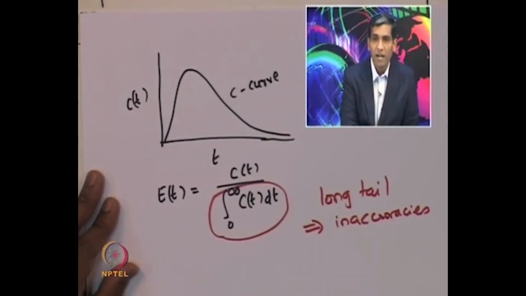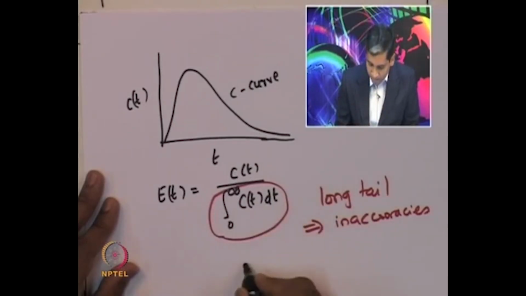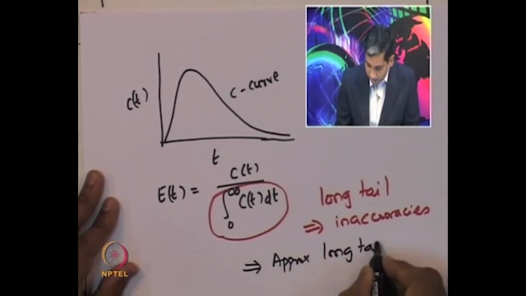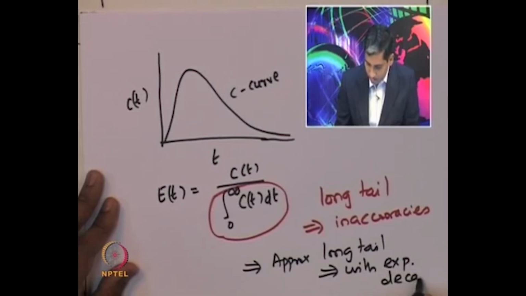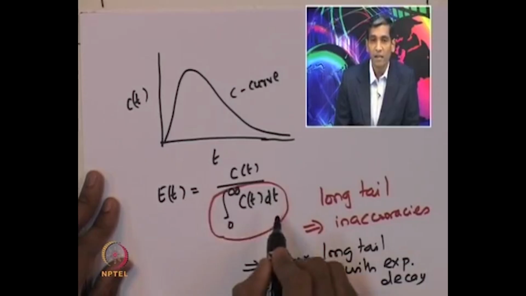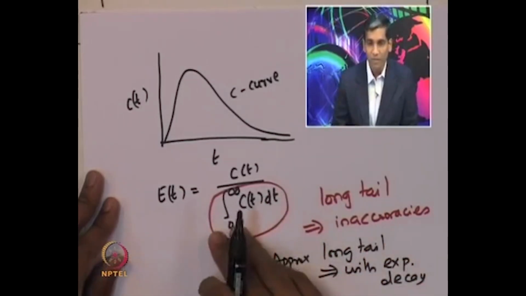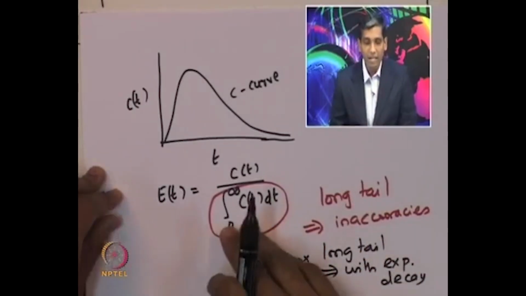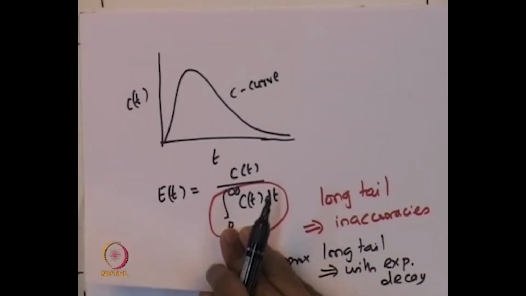One specific method to circumvent this problem is to approximate long tails. If a long tail is observed, approximate the long tail with an exponential decay. So, assume that the long tail is exponentially decaying, and so now it is an analytical function and it can be used to find the integral of C of t dt to a reasonable accuracy. Therefore, if there is a long tail, then it can lead to all kinds of numerical issues in estimating the RTD. So, let us quickly summarize the steps involved in actually finding the E curve.